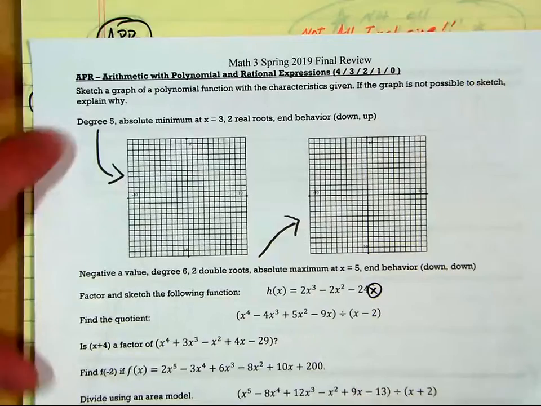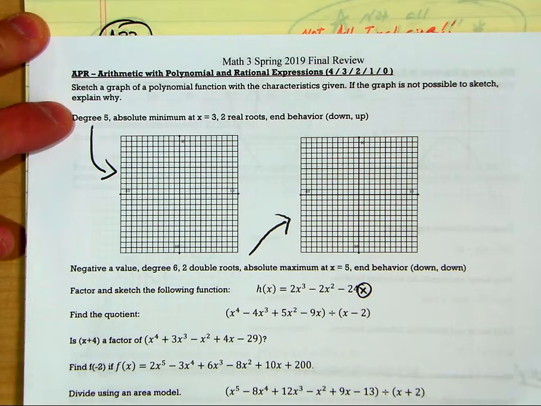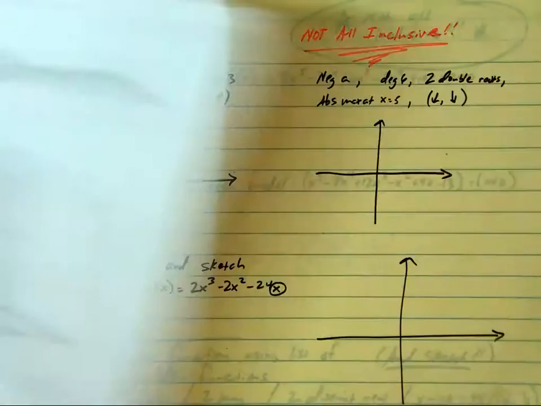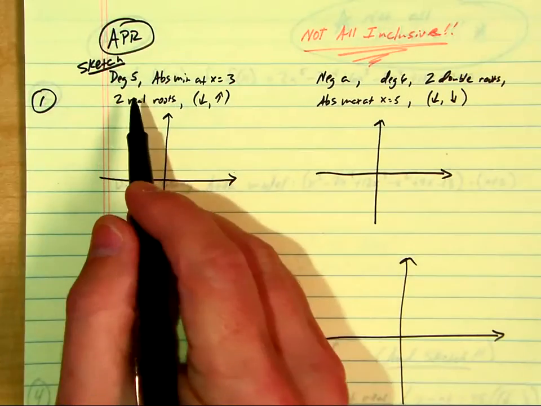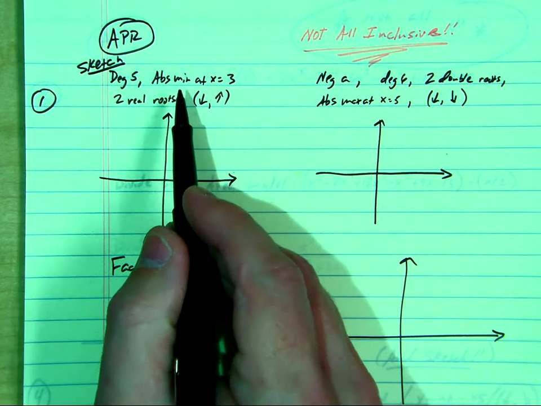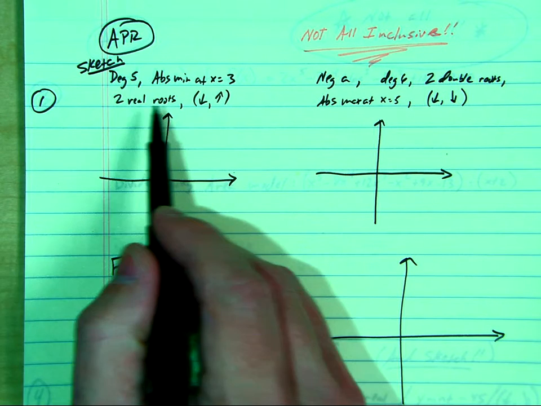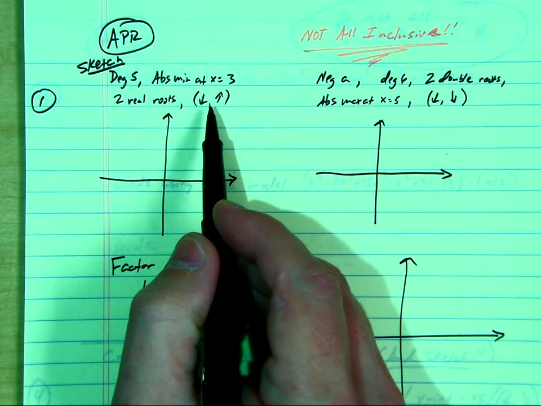Okay? So look at these instructions really quick. Sketch a polynomial with the given characteristics. If the graph is not possible to sketch, explain why. So we're going to sketch these on our own. Let's look at this description right here. See if you guys remember. I want something that's degree 5. It has an absolute minimum at x equals 3. It has two real roots, and it has this end behavior.